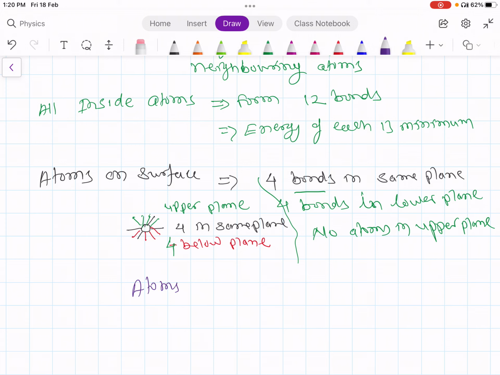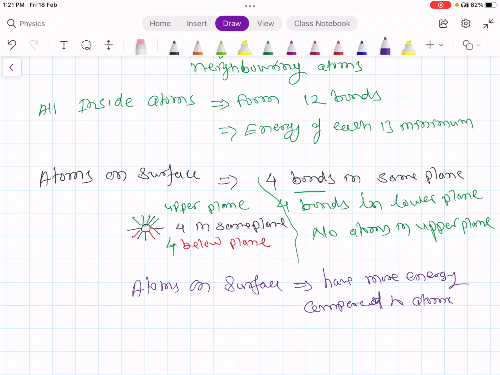So atoms on surface have more energy compared to atoms inside the material. So this is the defect. In terms of energy, this is defect. We are calling it surface defect.